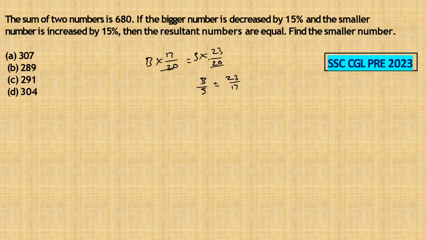These are the ratio of big number and small number. The sum of two numbers is 680. Sum of two numbers 23 plus 17, 40 ratio denotes 680. We need to find the smaller number, 17 ratio. 40 17s are 680, so the smaller number would be 17 into 17, that is 289, 17 square. Option B is the answer.